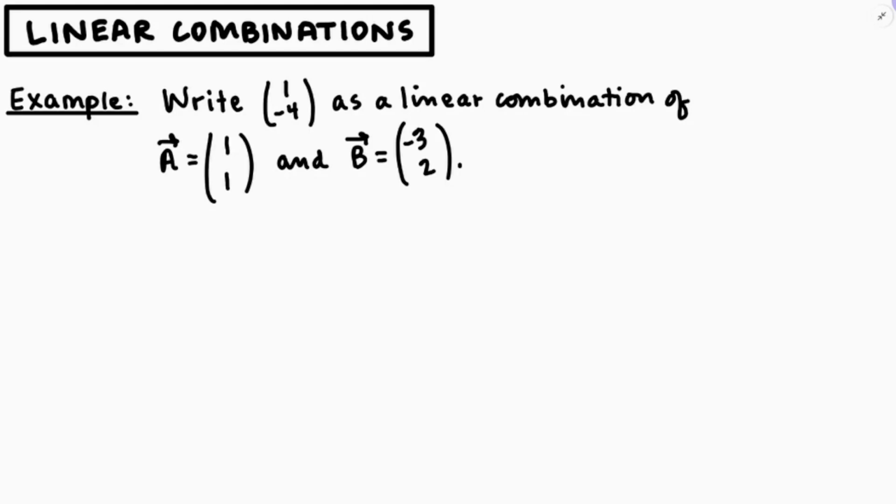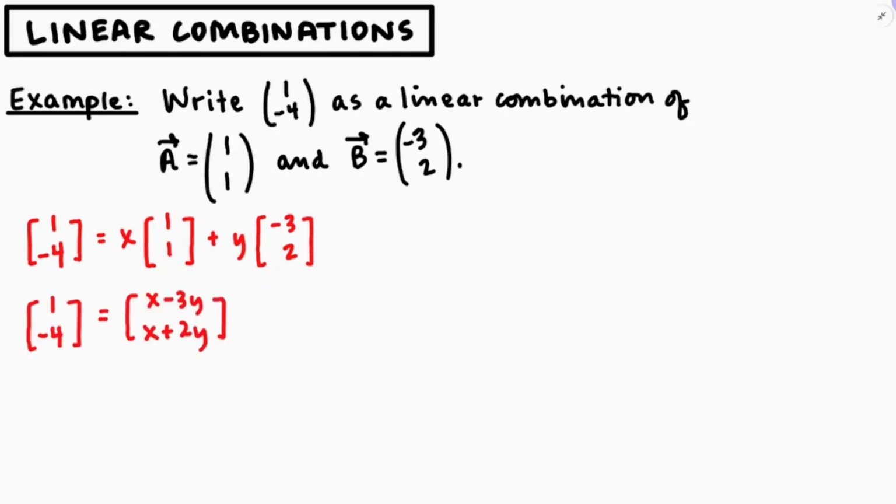Okay, so first I think I'm going to write down what I mean by what do I want to do when I'm writing this vector as a combination of the other ones. I want to be able to write (1, -4) as some number of (1, 1)s plus some other number of (-3, 2)s. And I'm just going to happen to call those numbers x and y. Then if I look closer at this, I could actually distribute in the x and the y, and then also add the vectors together to get a vector equation that looks a little something like this.